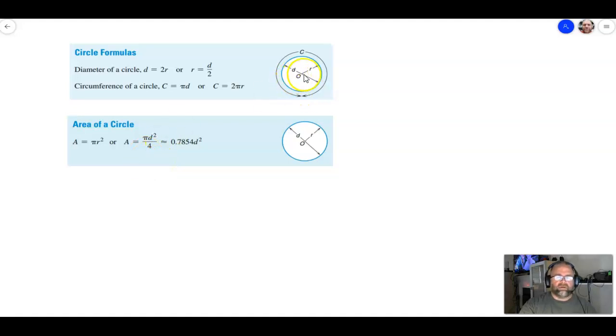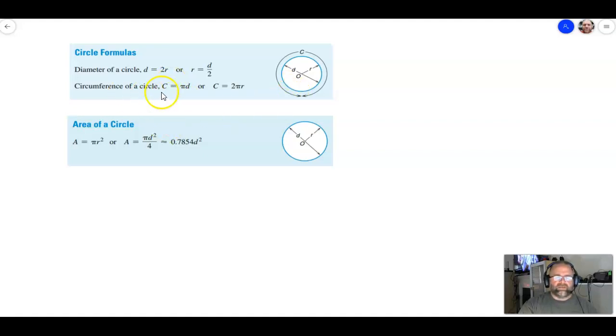So first of all, if we look at the distance halfway across the circle that goes through the center, so that would be from the center to any point on the circle itself, that is the radius, or little r. Now if we talk about the distance from one side of the circle to the other side going through the center, that is the diameter. And the diameter is 2 times the radius. So if we're given the radius and we want to get a diameter, we would just multiply the radius by 2. And if we were given a diameter and needed the radius, we would just divide the diameter by 2.